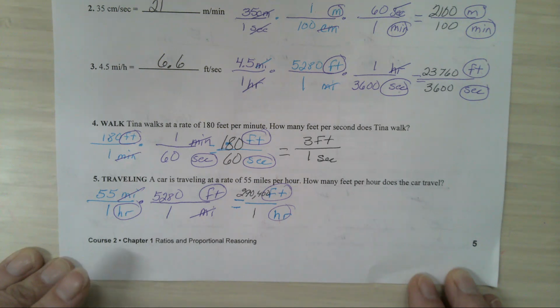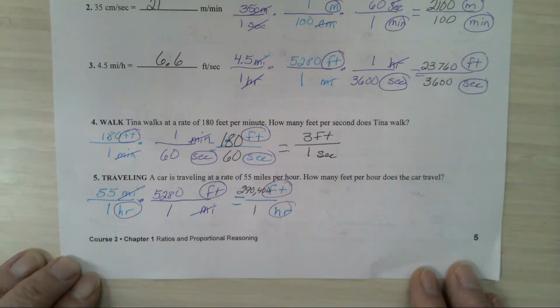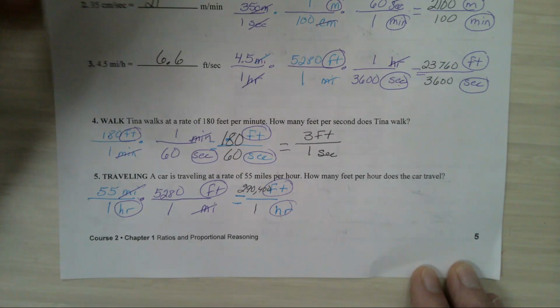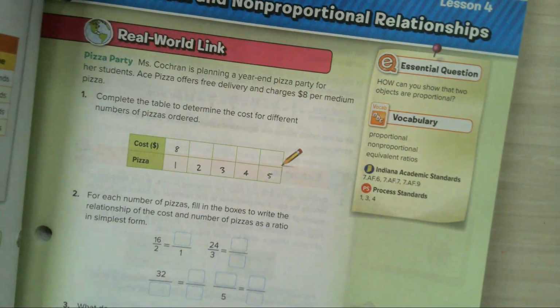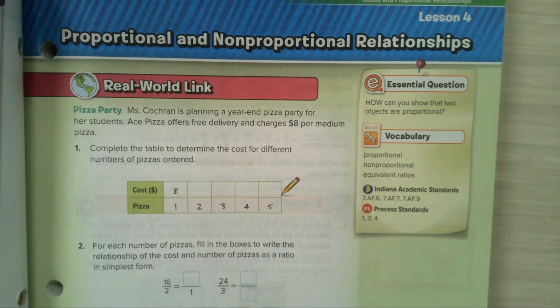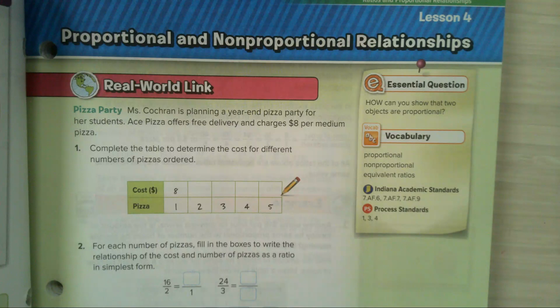If you do not understand how to do these problems, watch the video from yesterday on this lesson. It goes over in great detail how to do these problems. Now, today's lesson, proportional and non-proportional relationships. It's chapter 1, lesson 4, and we're going to look at the problems that we have here today.